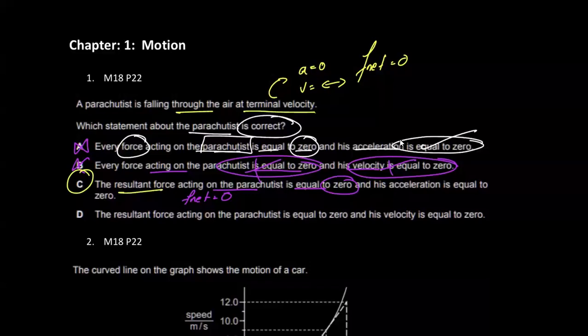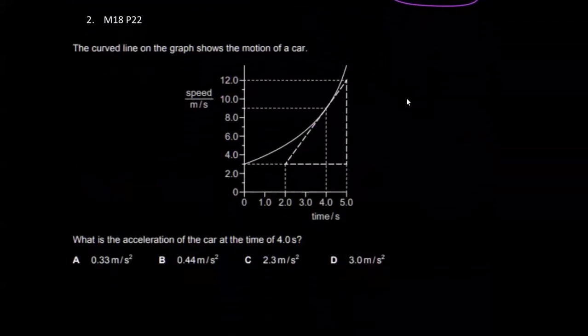The resultant force is equal to zero, and then your acceleration is also equal to zero. And then we can also check part D. The resultant force acting on the parachutist is equal to zero, and velocity is equal to zero. This part of the question is wrong. Okay, so your answer is C.